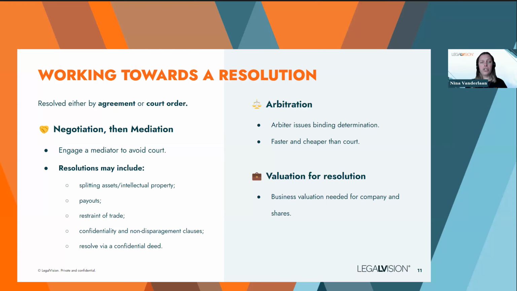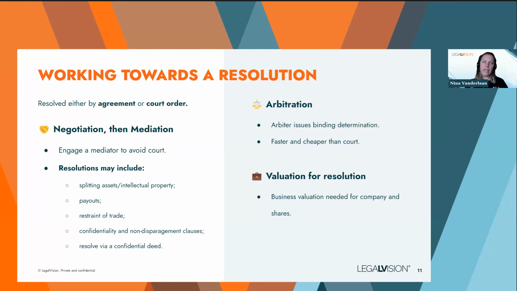The third form I mentioned is arbitration, which is another form of alternative dispute resolution, which involves an independent arbiter who hears the dispute and gives a legally binding determination to the parties. So that means that they are bound by whatever the decision is that the arbiter hands down and must comply with the order that's given. This option is cheaper and quicker than going to court.